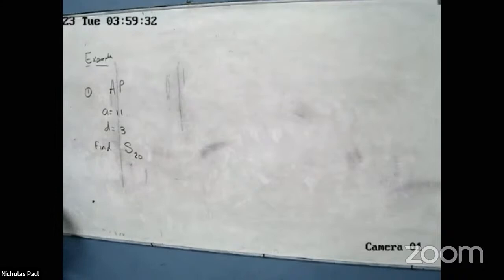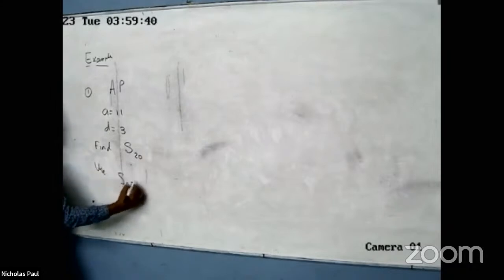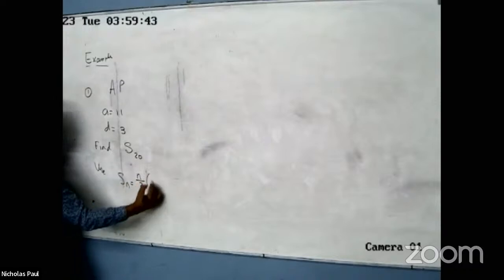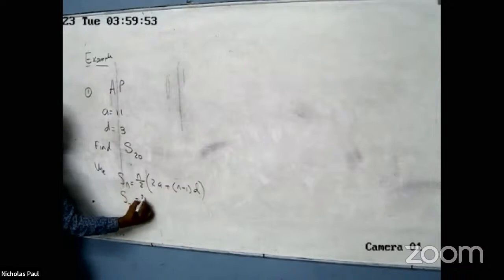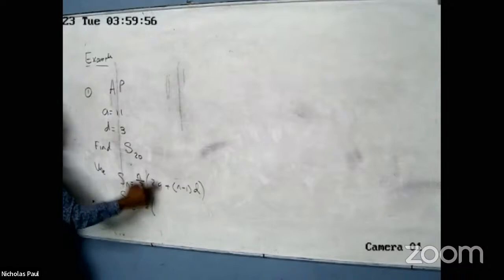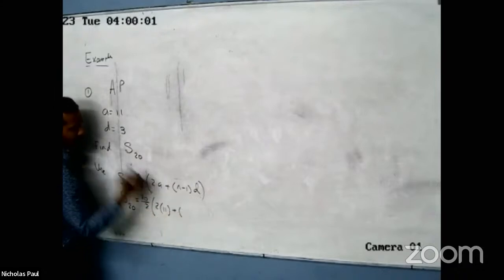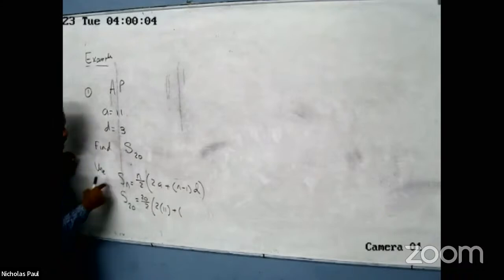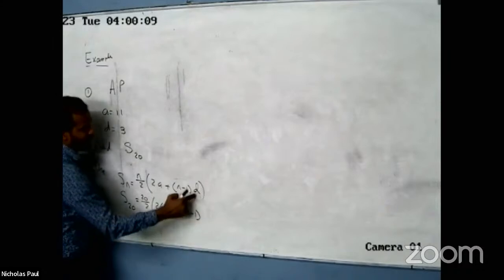All you're doing is going to AP and looking for the sum formula. So we know we're going to use S to the n is equal to n over 2 by 2a plus n minus 1 d. You want to find 20, so n is 20. So it's 20 over 2, by 2 by a, which is 11, so 2 by 11, plus n minus 1, 20 minus 1, by d. D is 3.